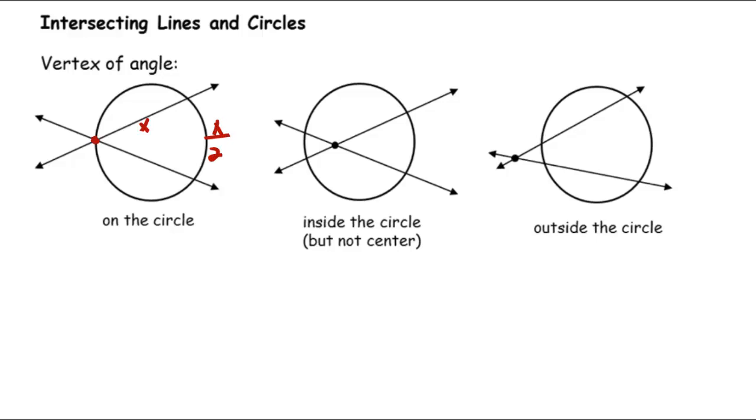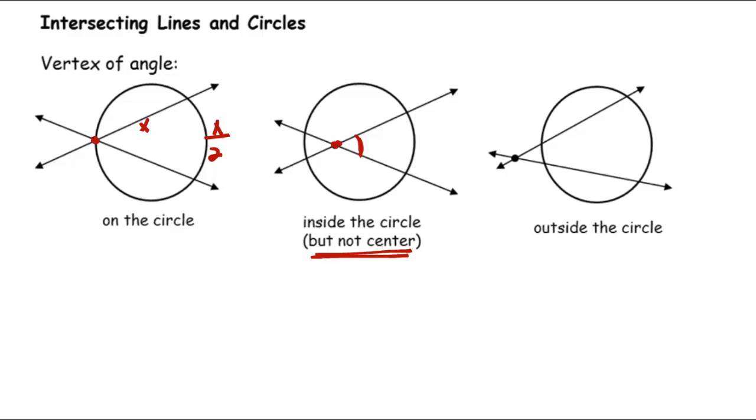Now, when I'm inside the circle, so say I have two intersecting lines or chords, this angle measure is going to be inside my circle. The vertex is inside the circle, but is not at the center. Because remember, if I'm at the center, then the angle measure and the arc measure are exactly the same. But here I'm inside the circle, not the center.